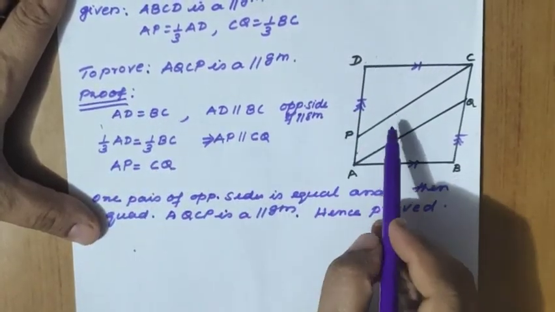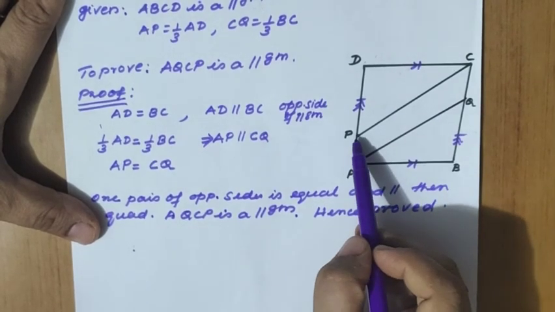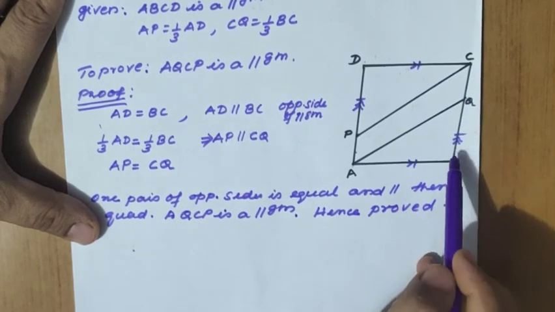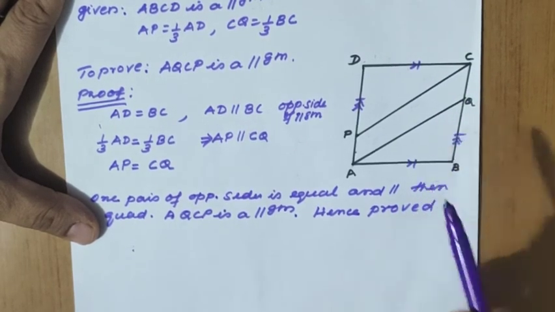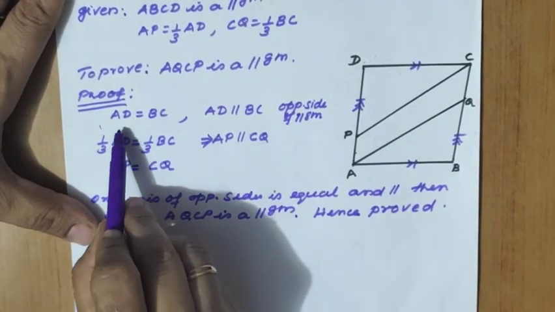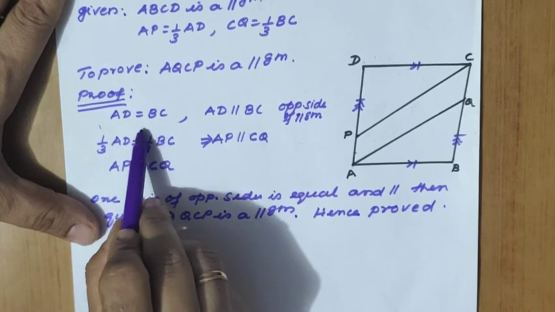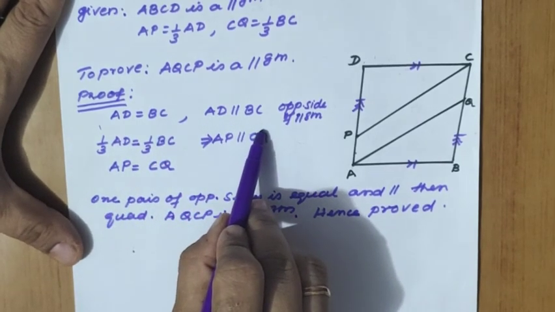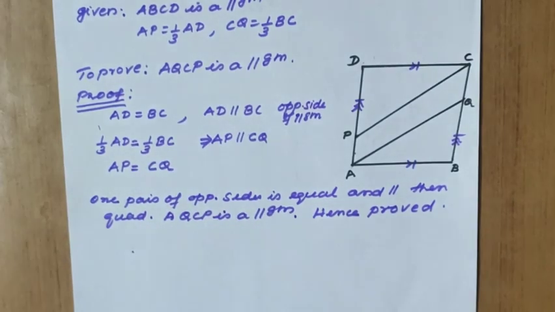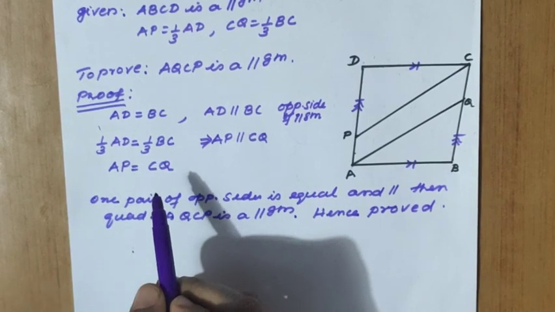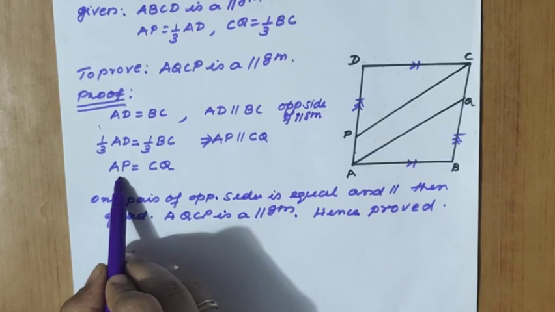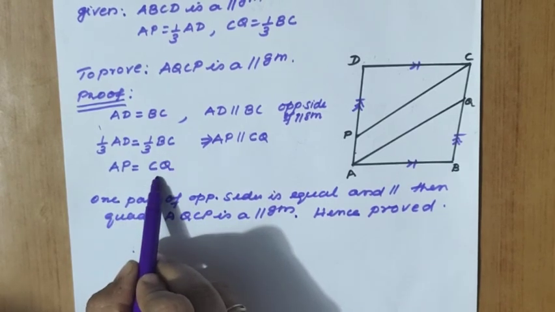Okay. What is given in the question? ABCD is a parallelogram. P is a point on AD such that it is 1/3 of AD. Q is a point on BC such that 1/3 of BC. Now we have to prove that AQCP is a parallelogram. So we know that since ABCD is a parallelogram, AD equal to BC, AD parallel to BC. That means 1/3 of AD equal to 1/3 of BC we can take. Usually half only we can take. This time the question is changed to 1/3. So 1/3 of AD means what is given in the question? It is AP. 1/3 of BC means it is CQ.